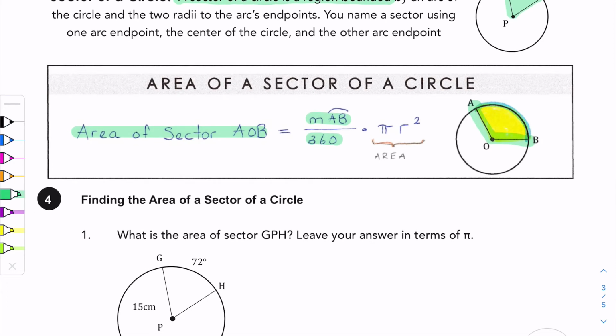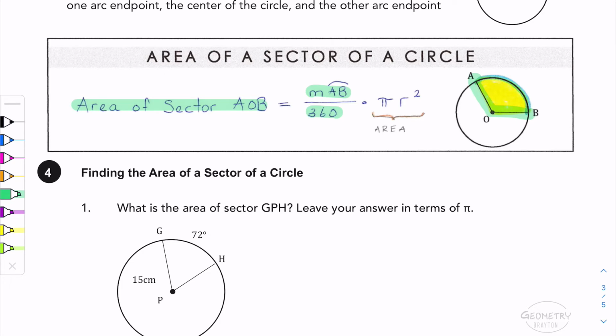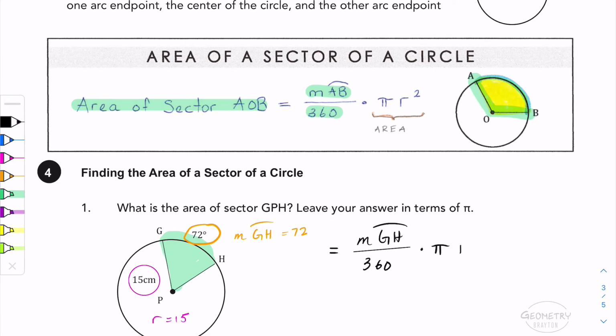So if we jump right into the example below, we are looking for the area of sector GPH, which is this sector here. This is the area that we're looking for. So in order to find this area, I need to know the measure of the arc, which is 72. And I need to know the radius, which is 15. The equation says that I need to fill in the measure of arc GH divided by 360. And I'm going to multiply this by pi times the radius squared, which is the formula for the area of a circle.